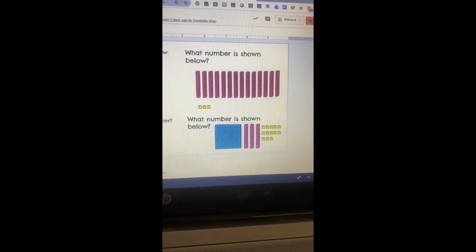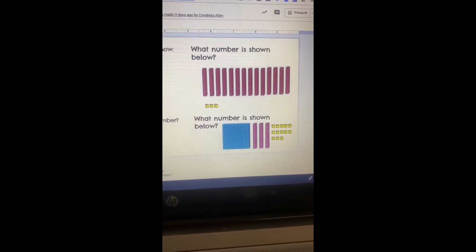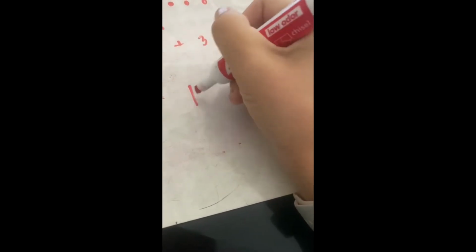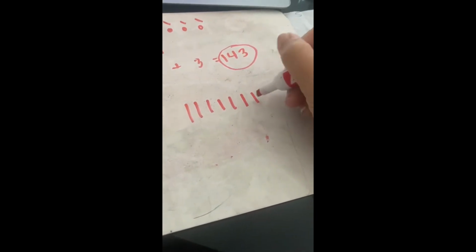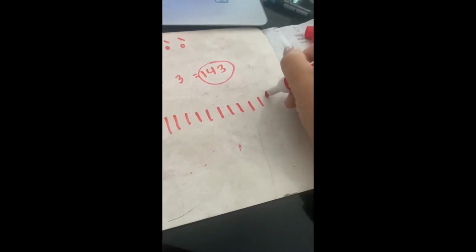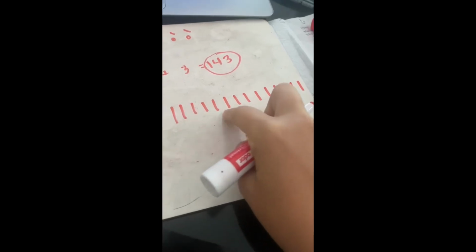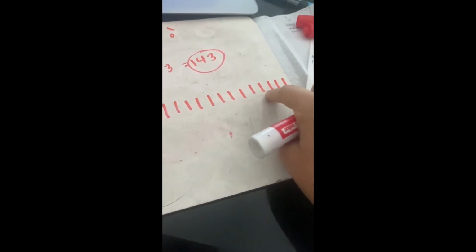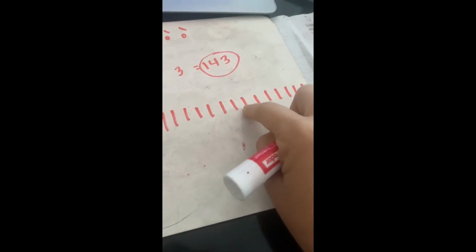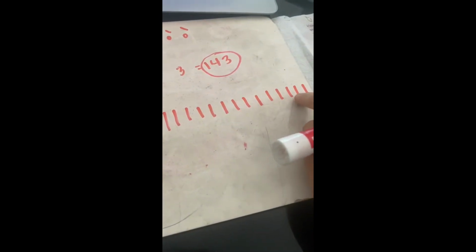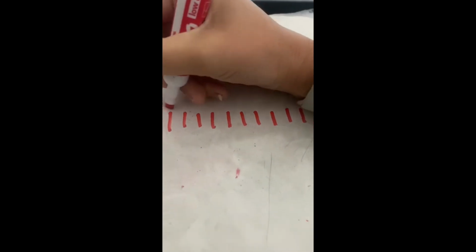And those sticks all have how many in each? 10. I hope you remember that. Perfect. I have 14 sticks. Let me double check: 1, 2, 3, 4, 5, 6, 7, 8, 9, 10, 11, 12, 13, 14. Perfect. All right. And each of these sticks has 10.